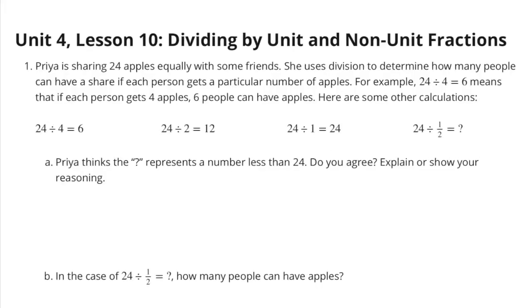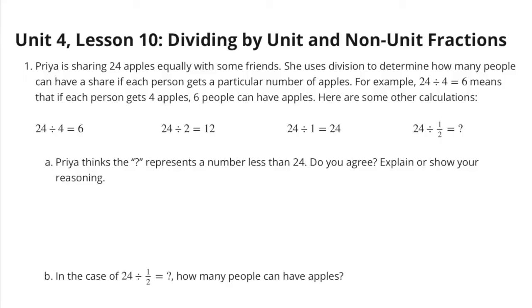Number 1. Priya is sharing 24 apples equally with some friends. She uses division to determine how many people can have a share if each person gets a particular number of apples. For example, 24 divided by 4 equals 6, means that if each person gets 4 apples, 6 people can have apples. Here are some other calculations. 24 divided by 4 equals 6. 24 divided by 2 equals 12. 24 divided by 1 equals 24. And 24 divided by a half equals question mark.